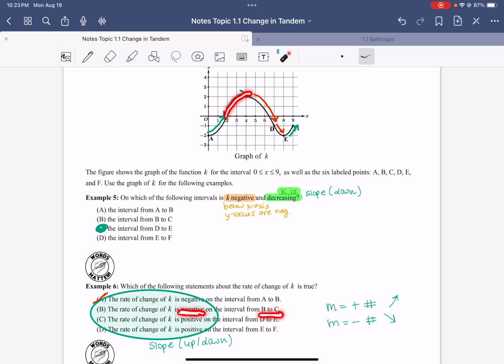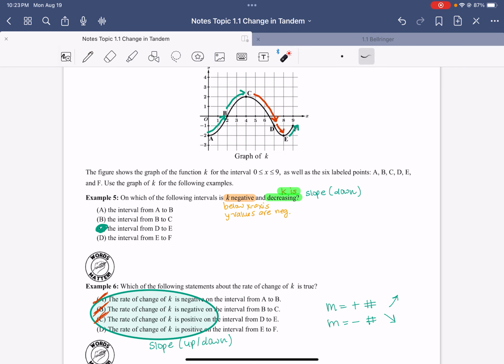But we said that from B to C, we're going up. So B can also not be an answer. From D to E, it says the rate of change is positive. But if you look at our D to E, we said that it was going down, which would indicate a negative rate of change and not a positive rate of change. So it can't be C either.